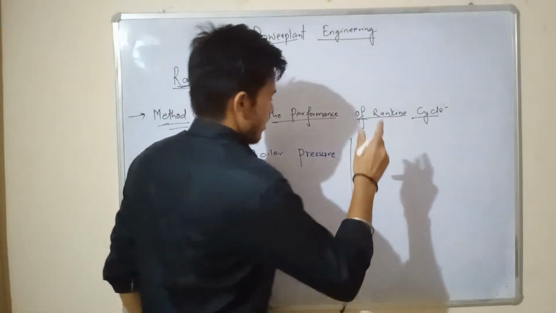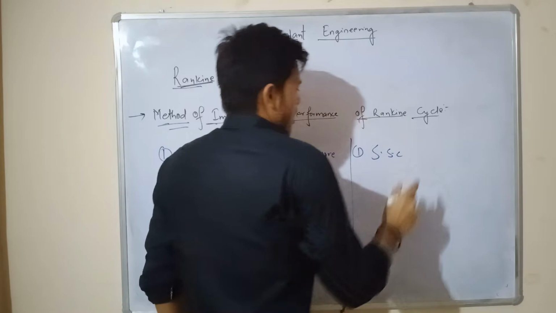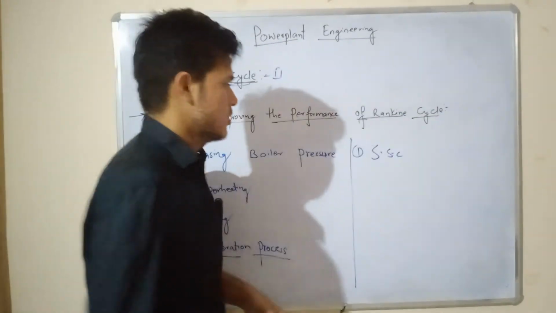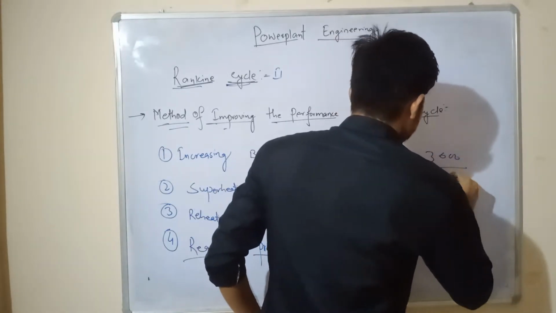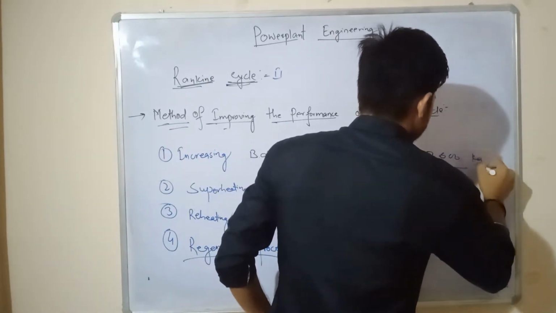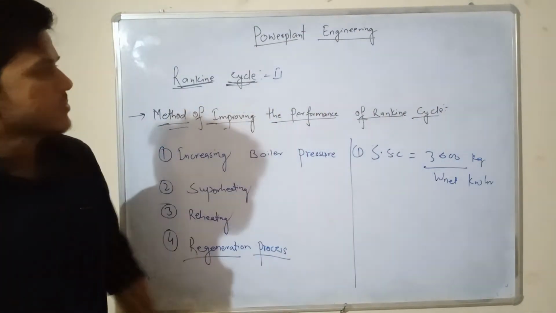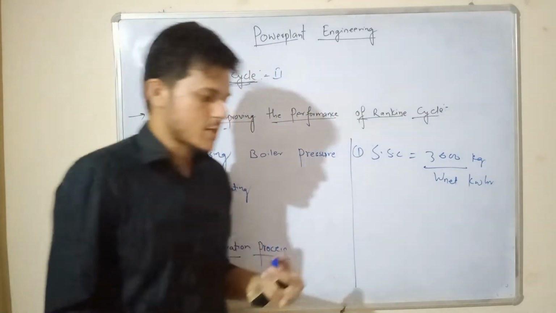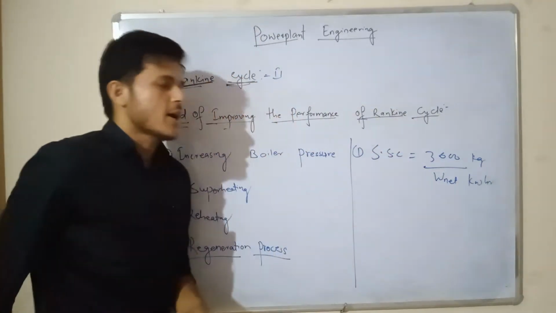First one is SSC. As you know, SSC means specific steam consumption rate, that is 3600 by W net, in kilowatt hour. It indicates the size of the power plant, whether the size is small or whether the size of the power plant is bigger. So specific steam consumption helps to determine the size of the power plant.